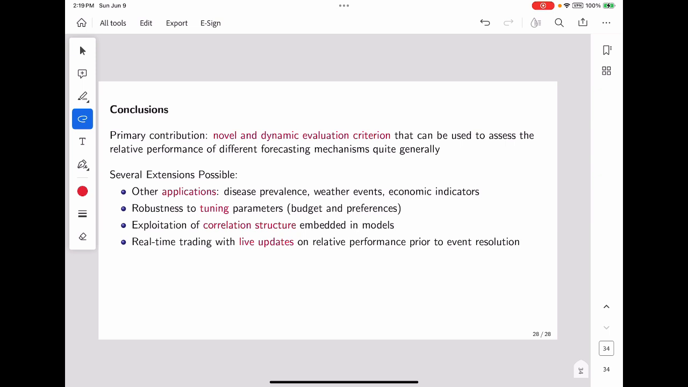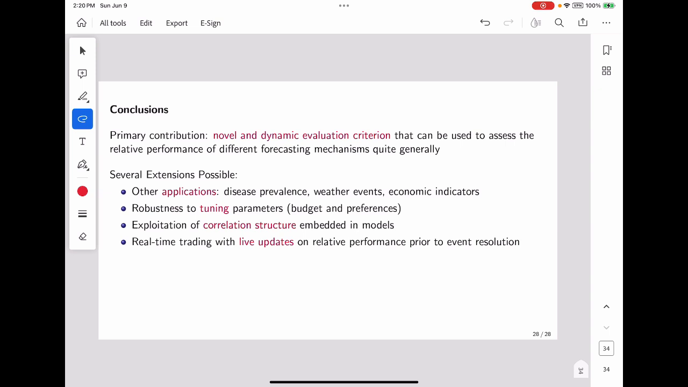We can think about tuning parameters. I gave you results with log utility and a budget of 1,000. We can tune these parameters and see whether or not the results are robust, whether or not you end up with qualitatively similar predictions. We can exploit the correlation structure embedded in models, and the paper that I described to you does contain a model of how you would do this. Many models of presidential election outcomes, for example, exploit the fact that different states are correlated with each other. If somebody is likely to win Michigan, they're likely to also win Wisconsin, for example, or more likely to win Wisconsin than would otherwise be the case.